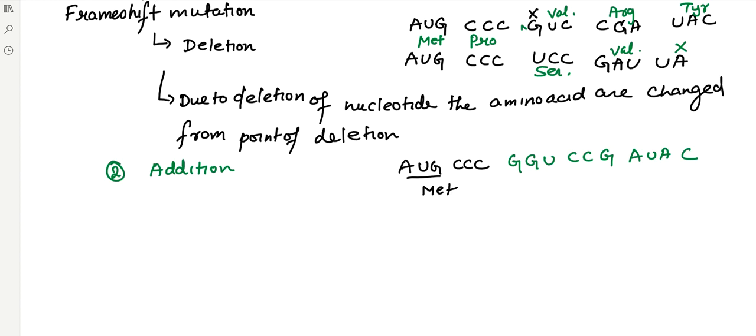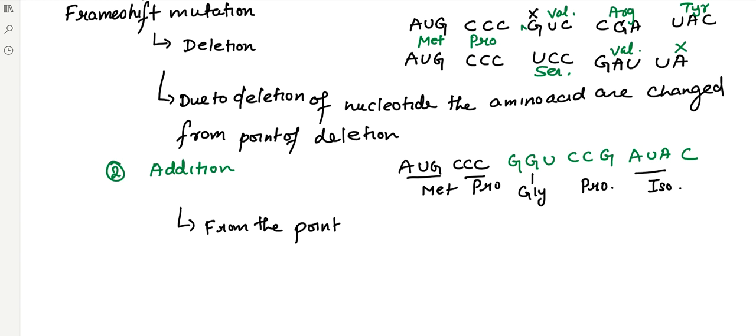So this will code for methionine. No problem with that. CCC will code for proline. No problem here also. GGU will code for glycine in place of valine. CCG will code for proline in place of your arginine. AUA will code for isoleucine. So you can see that from the point of addition, the type of amino acid changes.